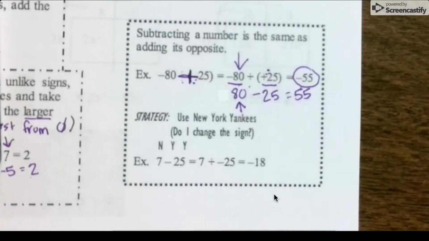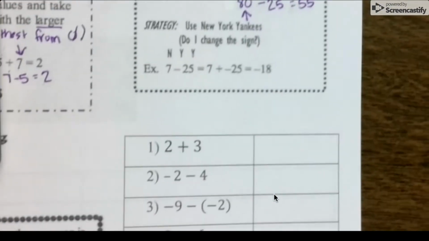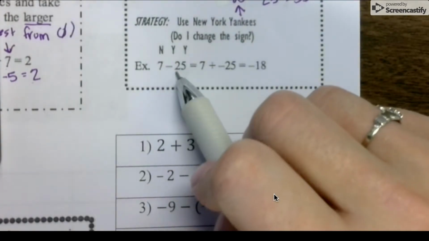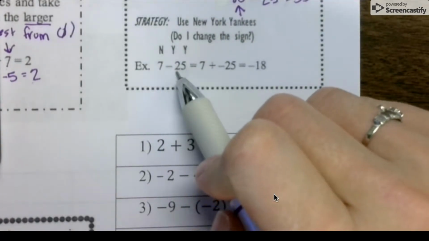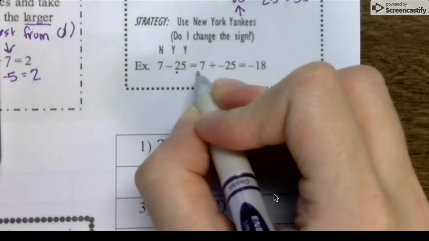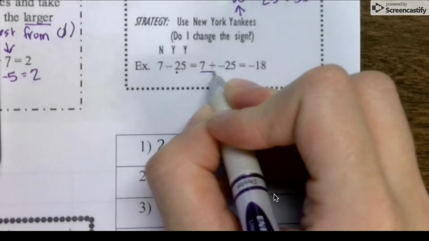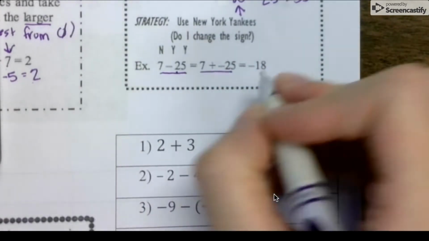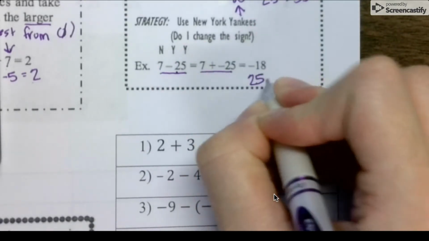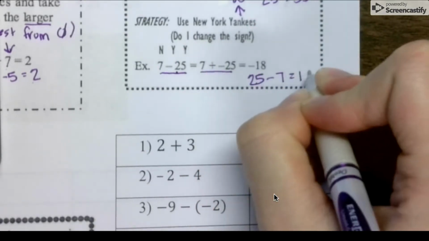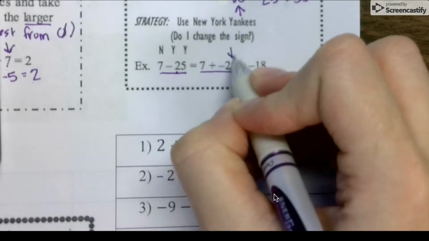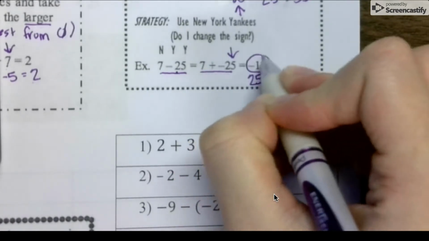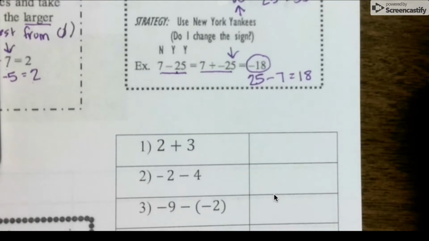Okay? So it says, example, 7 minus 25. They said this is the same thing. They equal the same thing. So 25 minus 7 is 18. 25 is farther from 0. That's why your answer is negative 18.